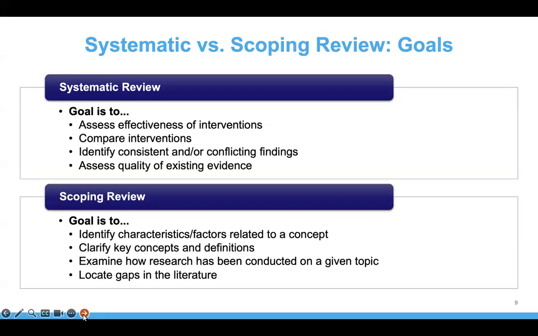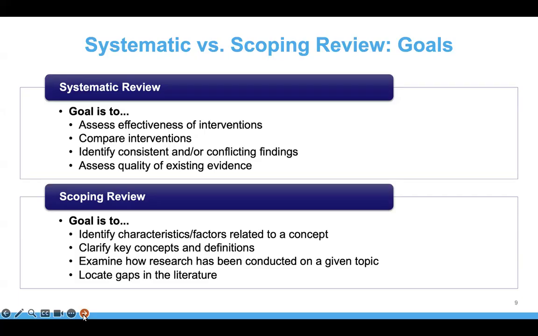A scoping review, on the other hand, the goal is to identify characteristics or factors related to a concept, clarify key concepts and definitions, examine how research has been conducted on a given topic, and then another really big part of scoping reviews is locating gaps in the literature.